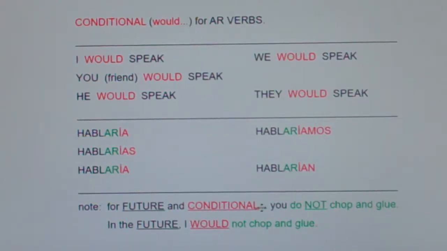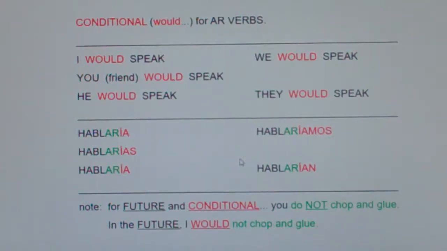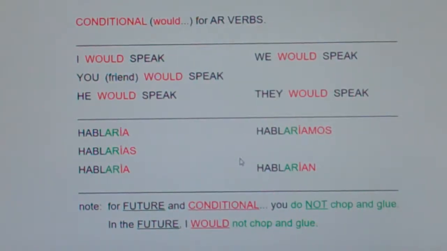Now I want you to notice something. We did not chop and glue. Notice, hablar, hablar, hablar, hablar, hablar. But Mr. Holt, I thought you said when you're dealing with actions, you chop and glue. Yes. There are only 2 times that you do not chop and glue. Let me say that again. There are only 2 times in Spanish that you do not chop and glue.